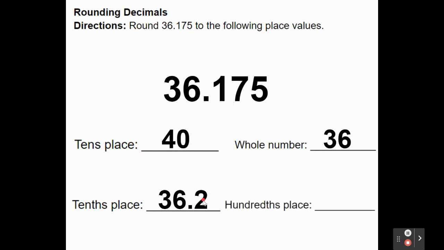Finally, let's round to the hundredths place. We're going to underline the digit in the hundredths place, which is the 7. We look to the 5 in the thousandths place. That 5 is going to make our number round up to the next hundredth, 8/100ths. So everything to the left is going to stay the same, and that hundredths place is going to round up to 8. So we know this number rounds to 36 and 18/100ths.